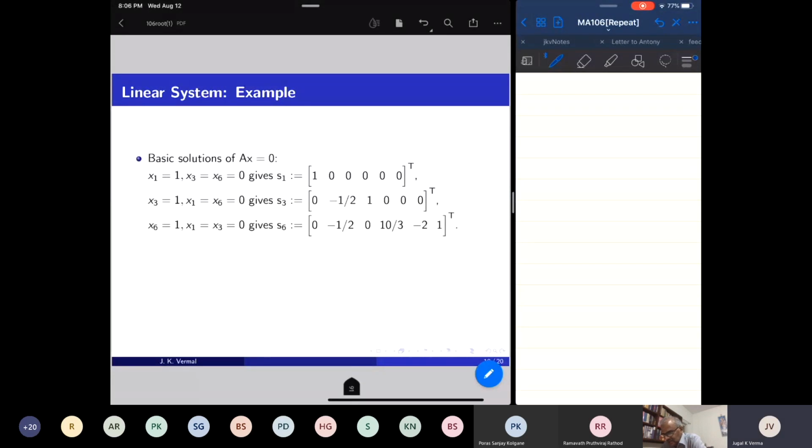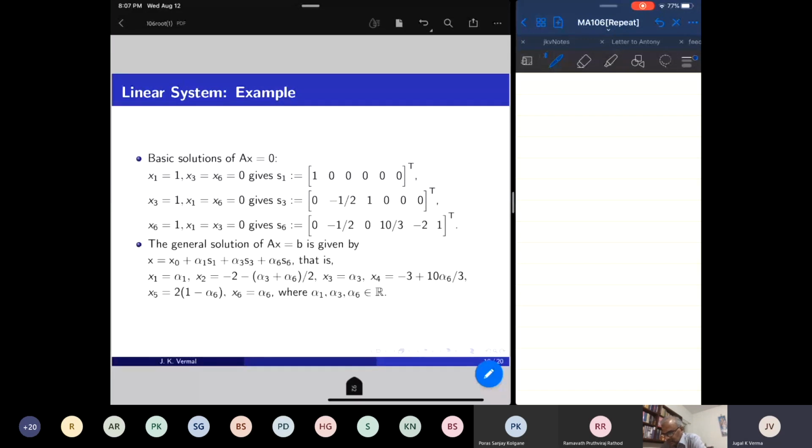So there are three basic solutions of the homogeneous system, and I showed a general proof that every solution of Ax equal to 0 is a linear combination of the basic solutions. So the general solution is given by x equal to x0 plus alpha 1 S1 plus alpha 3 S3 plus alpha 6 S6. So you can write down.